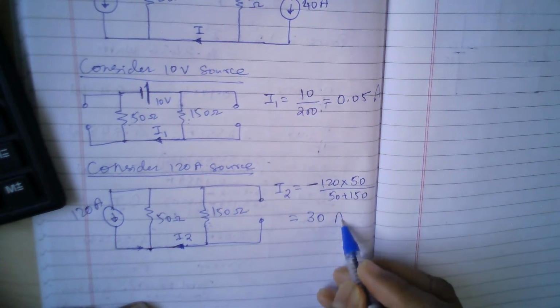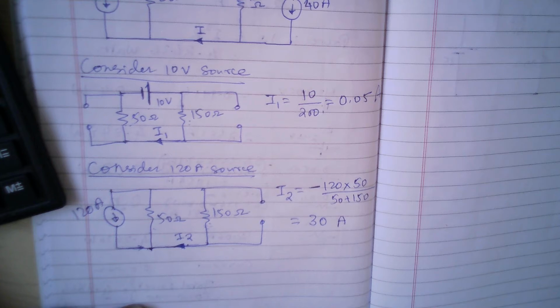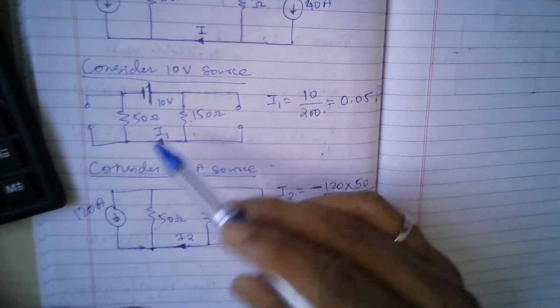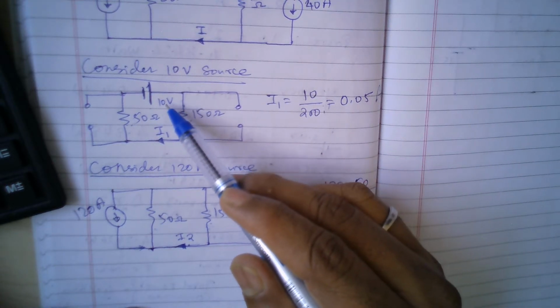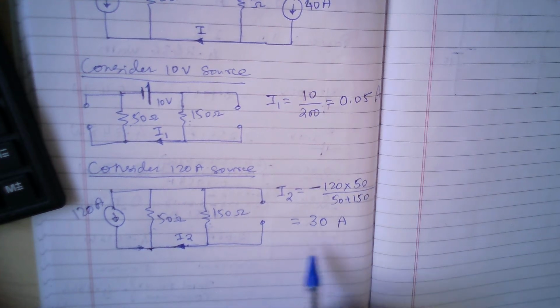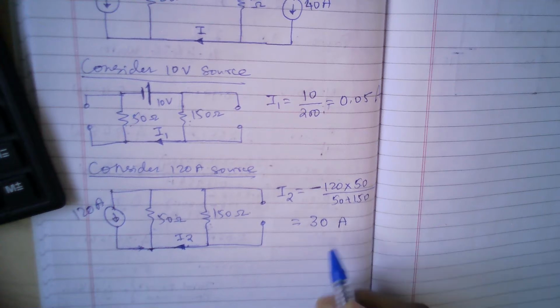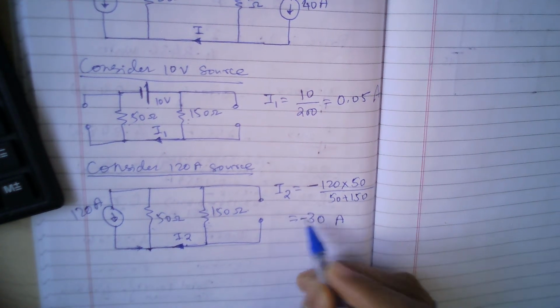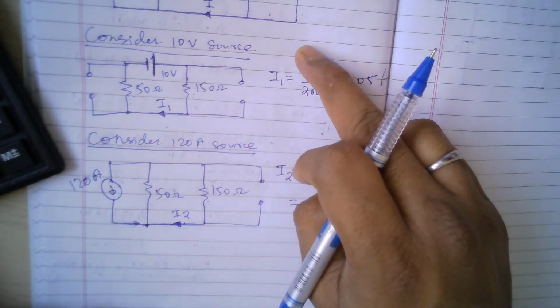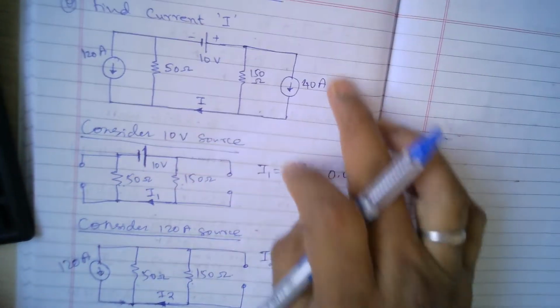Actually, compared to this 0.05, this 30 is quite high. Maybe this should have been 100 volts, then at least it would have been 0.5, but anyway, let's not worry about that, we will still consider that. So now we got I2, and this is minus 30, by the way, which means it is in the opposite direction. Now let's consider the 40 ampere source. This is a 40 ampere source, let's consider that.